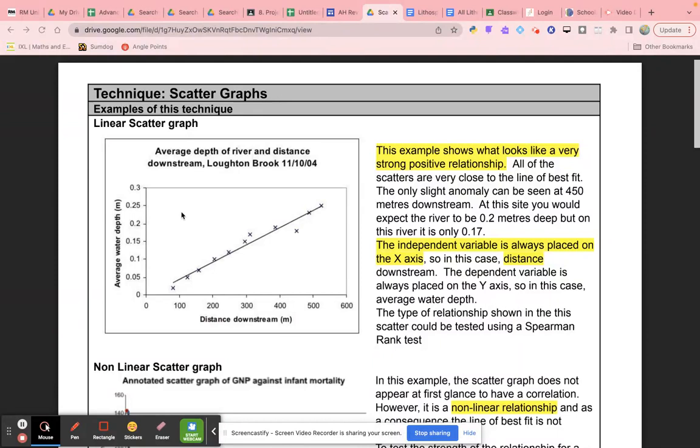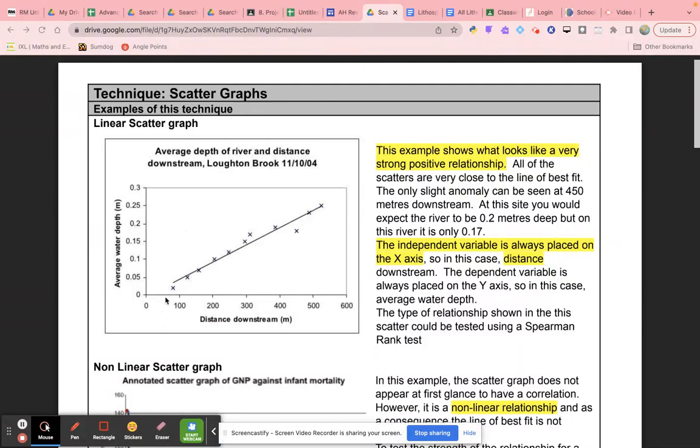Another reason for doing scattergraphs is that it establishes the baseline for then going on and conducting a further statistical test. Depending on how you've gathered your data, you could conduct a Spearman rank, especially if you have pre-ranked data like locations down a river. That would give you a statistically significant result to tell you whether a relationship does indeed exist and whether it is positive or negative.